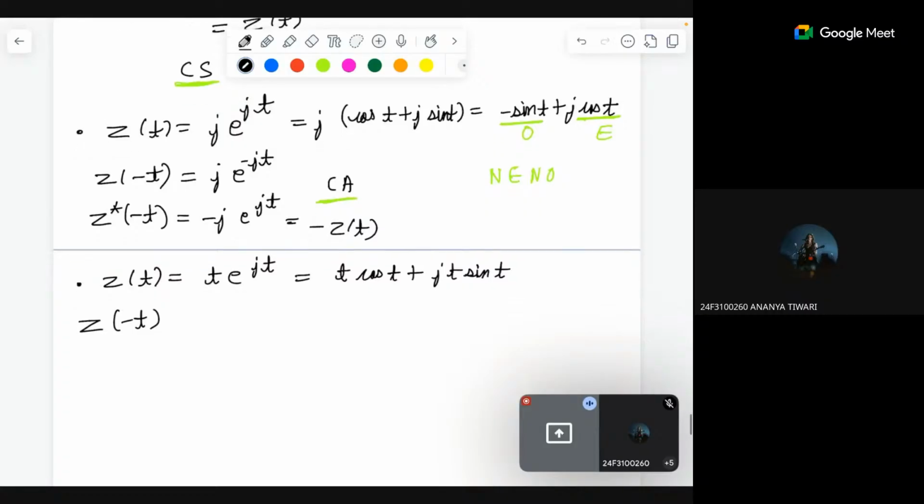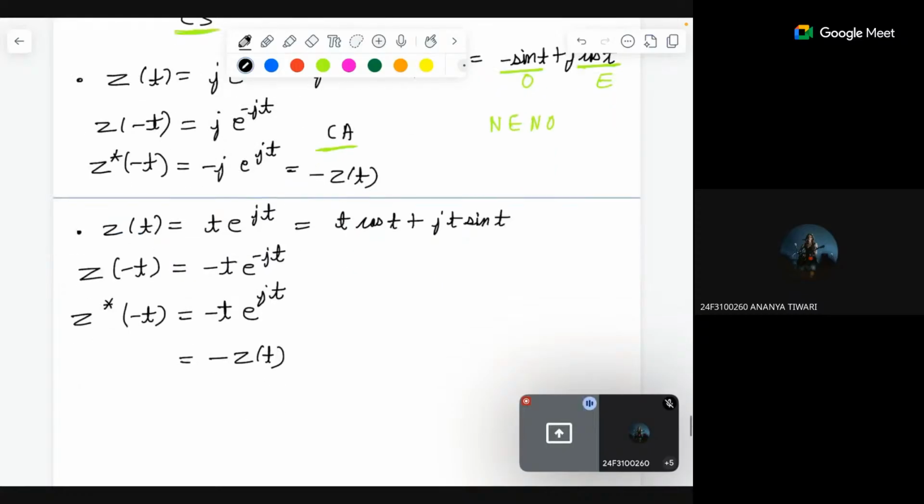How do we do it? z(t) is t e raised to the power of jt. So let us first do time reversal. t is replaced by minus t. Now we will take the conjugate. So this stays as it is. j turns to minus j. So this is what we have, and it is equal to minus z(t). Right? Is this fine? Are you following? So this is conjugate asymmetric.